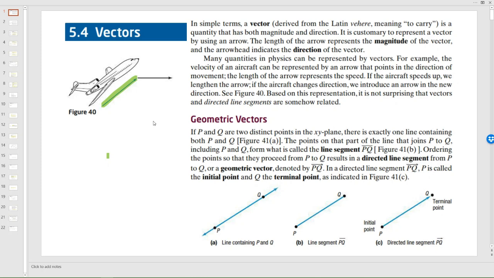So we know about a line that goes infinitely in both directions. We know about a line segment between 2 points. A vector is like a directed line segment that just starts at a point and shoots off in one direction. So we can think of a vector a lot like we would a directed line segment, except all that we really care about in a vector is magnitude and direction.